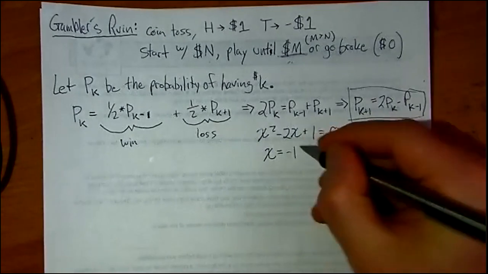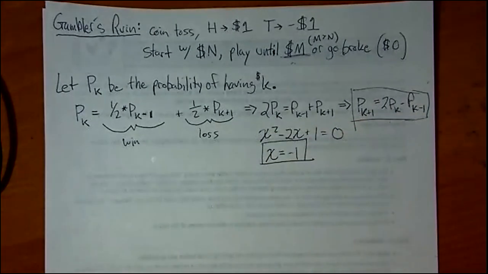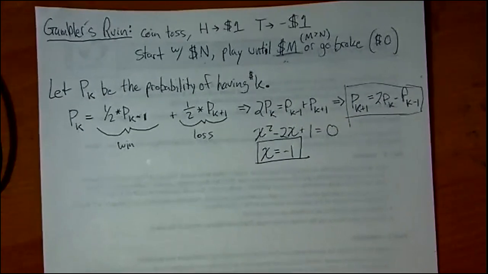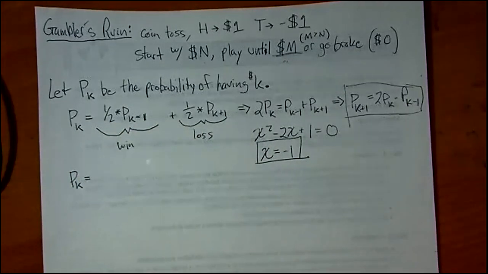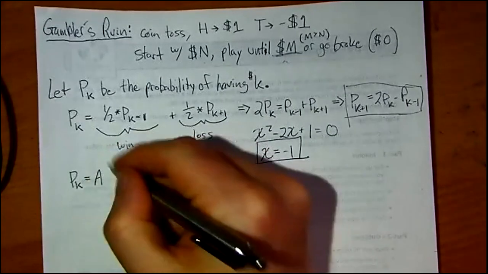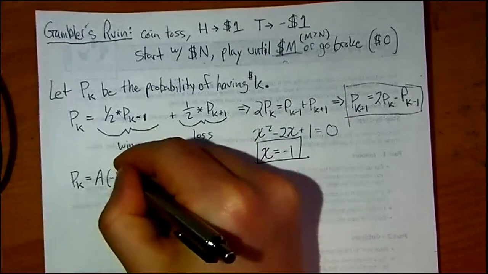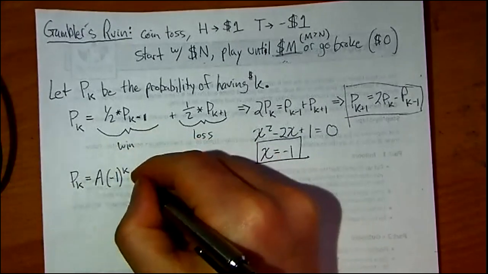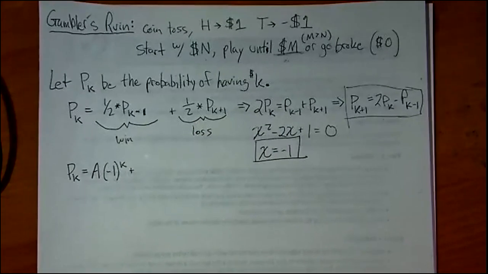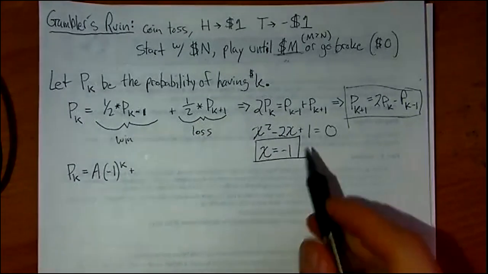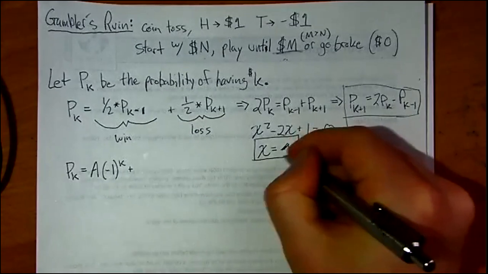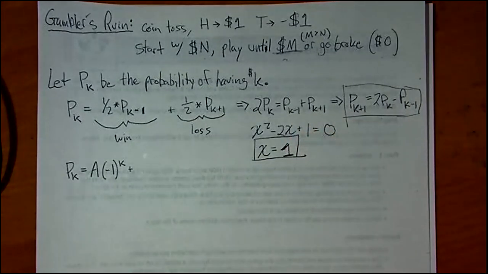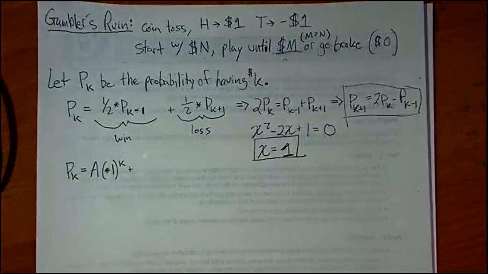Good, chi is 1. So then I have the general form of my solution, which is going to look like this. I'm going to have P sub K equals, remember it's A times 1 to the K plus what? Oh, should it be 1? Yeah, it factors to minus 1, so this would be a plus 1. Yep, thank you. So this would just be 1 to the K plus what?